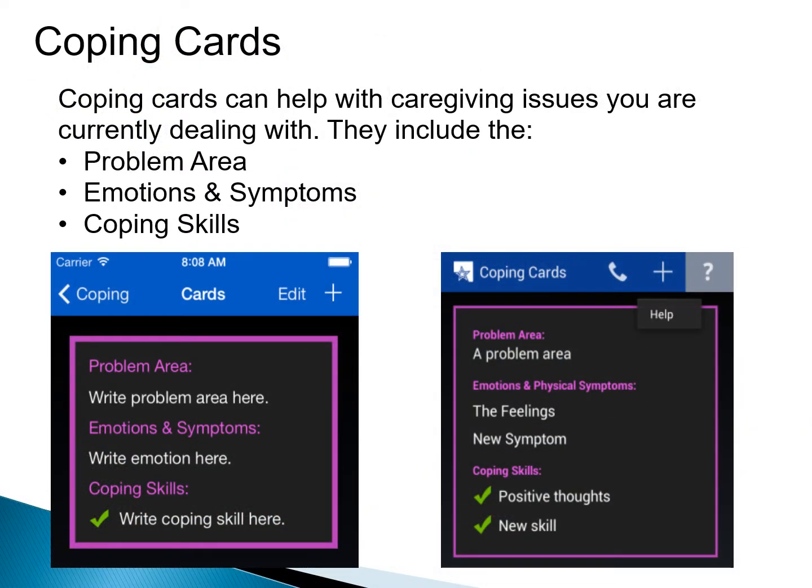You can create coping cards in your virtual Hope Box to help with caregiving problems you are currently dealing with. The coping cards include the particular problem area, the emotions and symptoms the problem causes, and the coping skills you plan to use to help with the problem. You can create multiple coping cards for each caregiving problem you are dealing with to refer back to when needed.